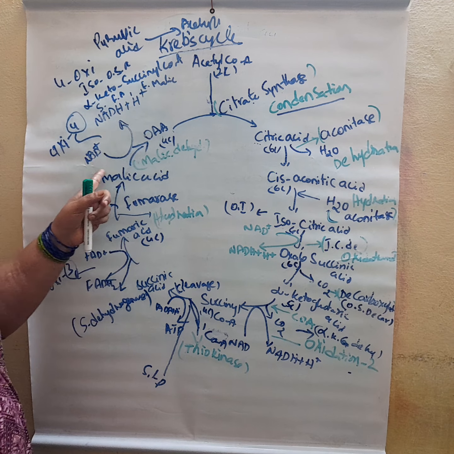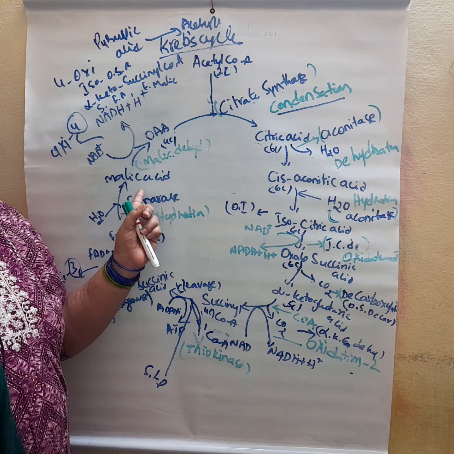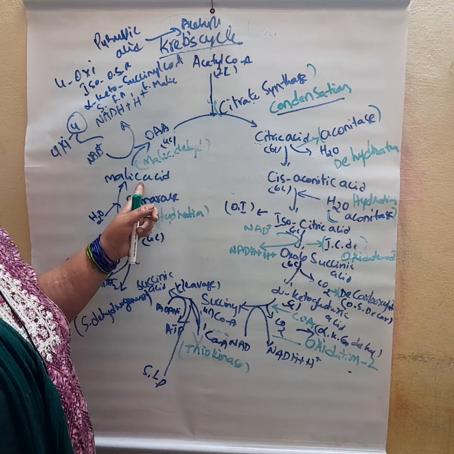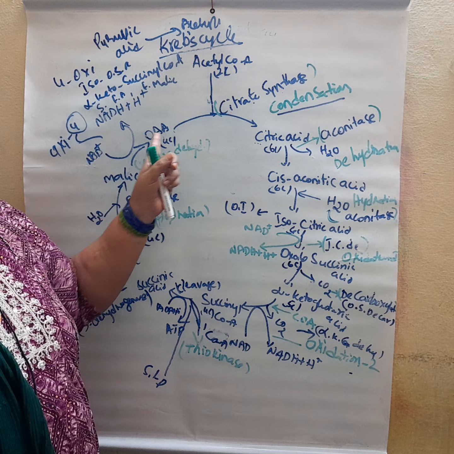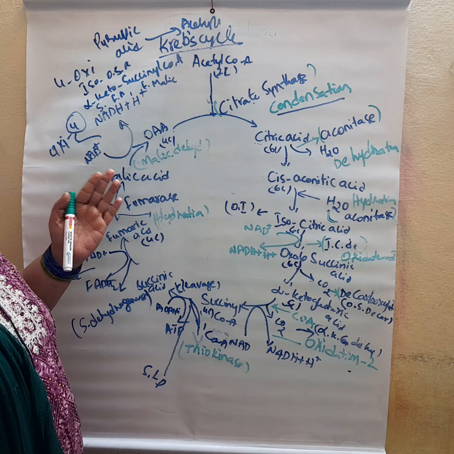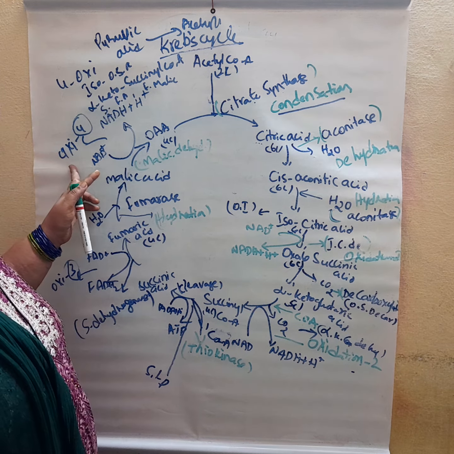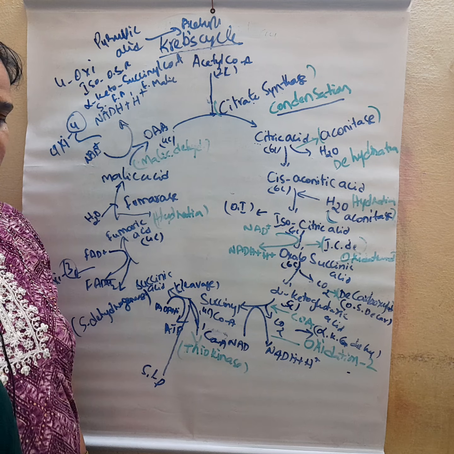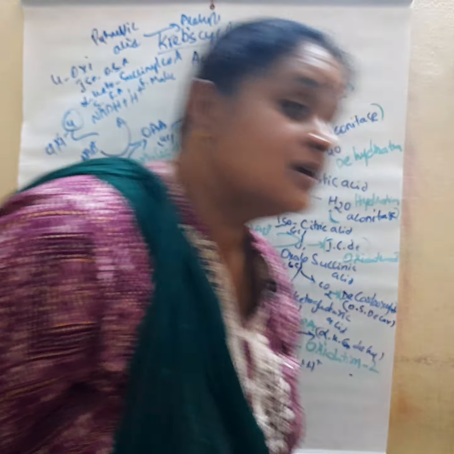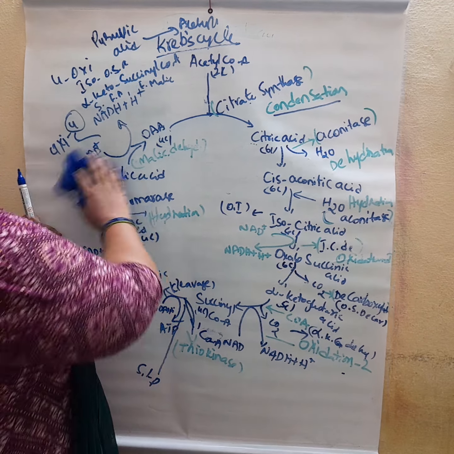Now this fumaric acid undergoes hydration and forms malic acid. Malic acid is converted into oxaloacetic acid by dehydrogenation, that means oxidation, in the presence of an enzyme called malic dehydrogenase, and here also one NADH plus is generated. So this is the Krebs cycle or citric acid cycle. Okay, so we have to discuss what the end products of this cycle are.